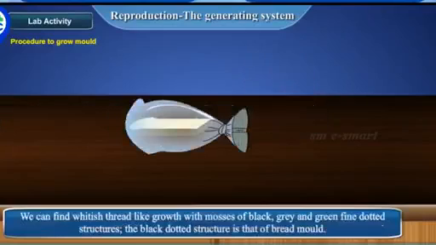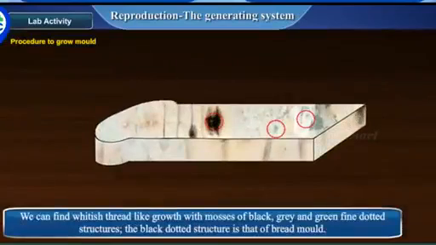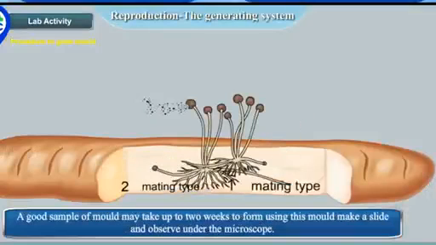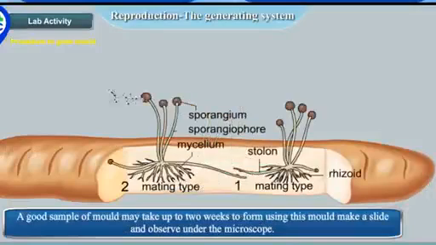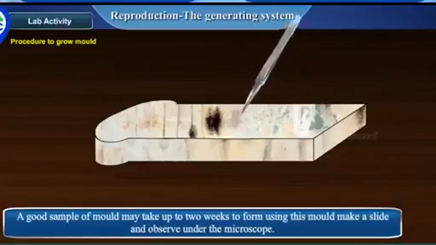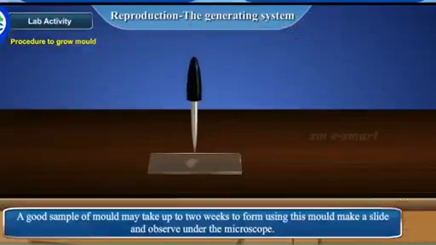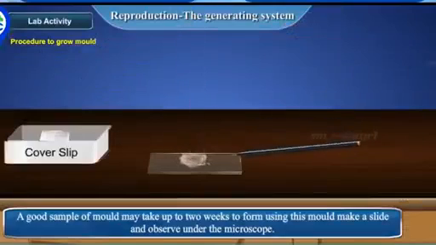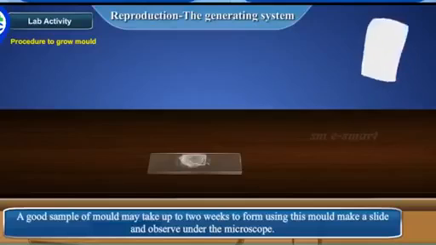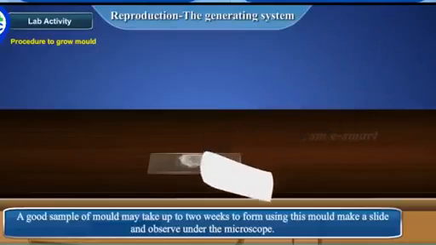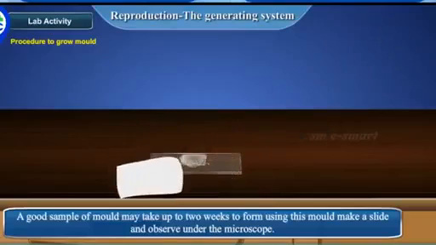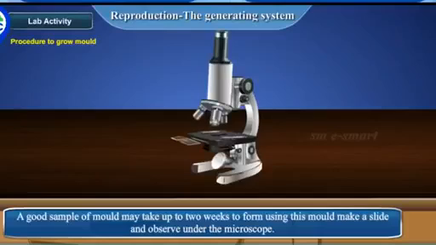We can find whitish thread-like growth with masses of black, grey and green fine dotted structures. The black dotted structure is that of bread mould. A good sample of mould may take up to 2 weeks to form. Using this mould, make a slide and observe under the microscope.